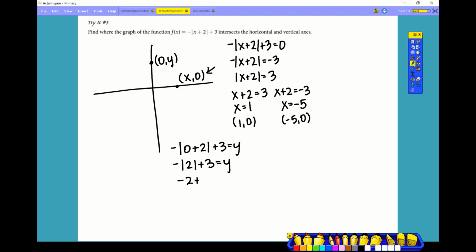So we get negative 2 plus 3 equals y. 1 equals y. So we get 0, 1 as our point. So it looks like it will cross at 1, 0, negative 5, 0, and then again at 1, 0. So that's kind of what that would look like.